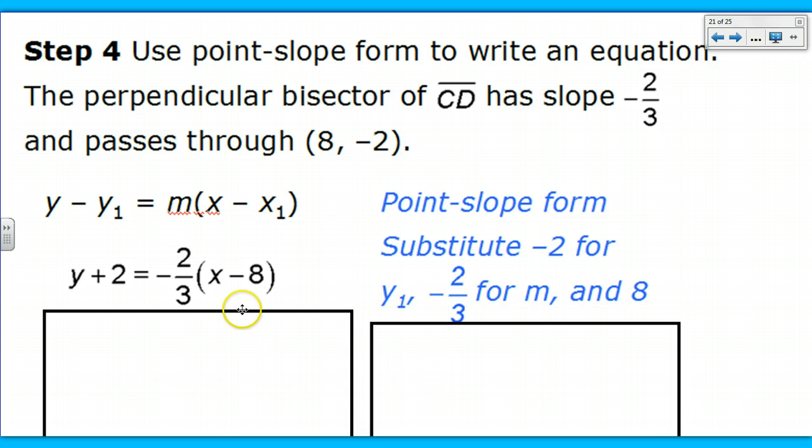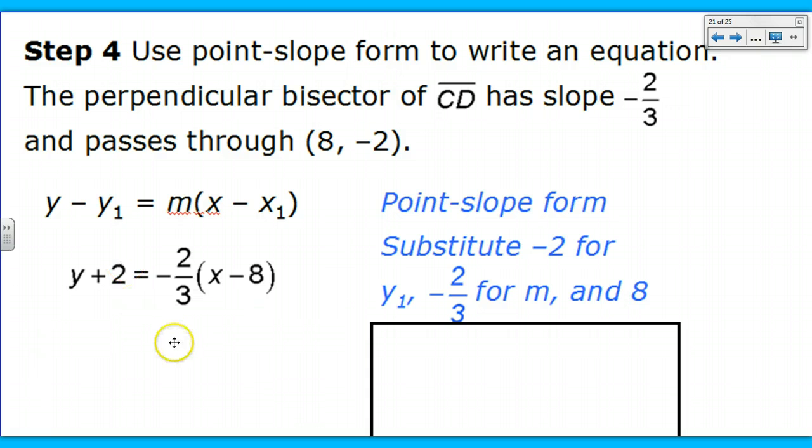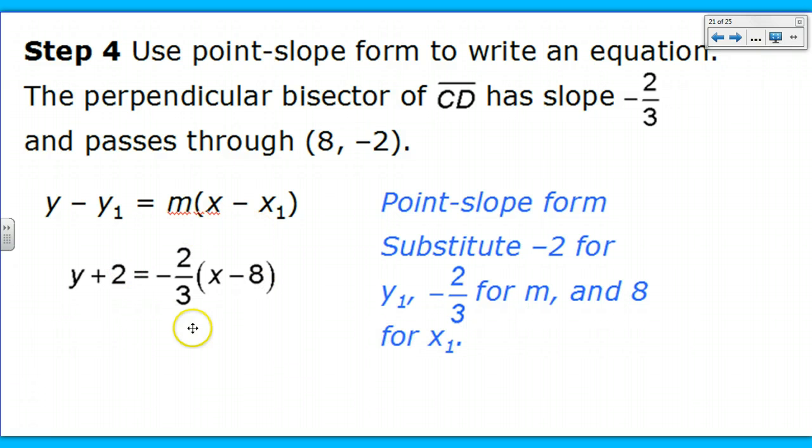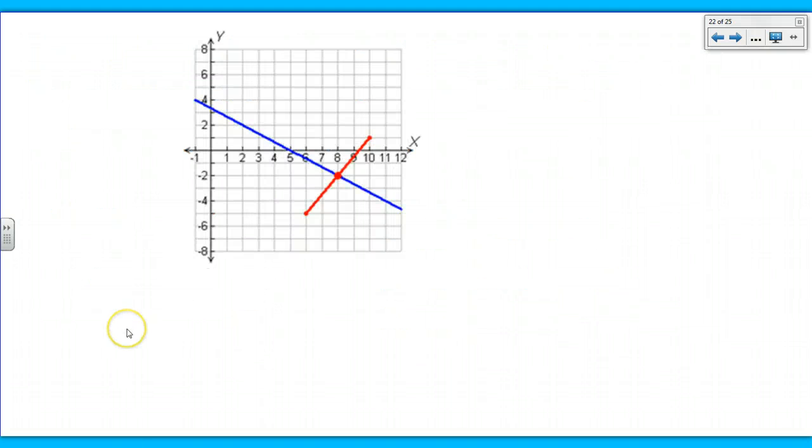And now we can just leave it in this form. Actually, they asked us to write the equation in point slope form, so we're done. If we wanted it in standard form or in slope intercept, we could transform this equation. At this point, we're done. Okay, and that's what it looks like when you graph it.